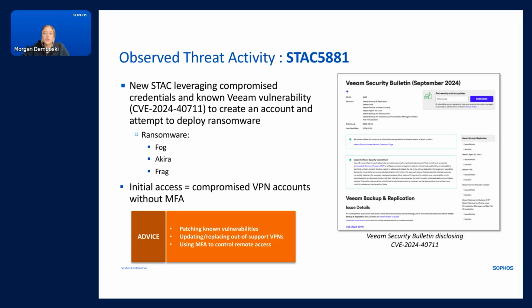At first, we saw several Akira and Fog ransomware cases aligning with this STAC. As I mentioned, Fog ransomware was launched initially in May 2024, and they have become very well known for using compromised VPN credentials, specifically to target US educational organizations. In the Fog ransomware cases that we've seen with STAC 5881, we saw the attacker deploy the ransomware to unprotected Hyper-V servers and then use the utility rclone to exfiltrate data.